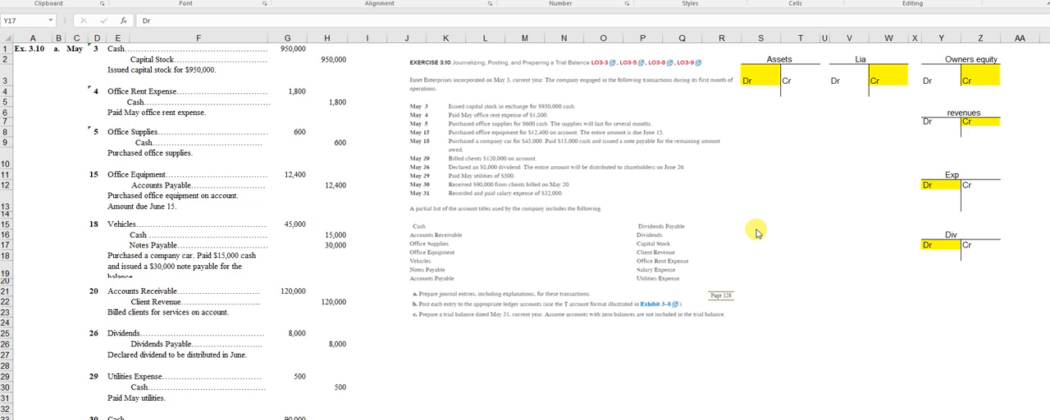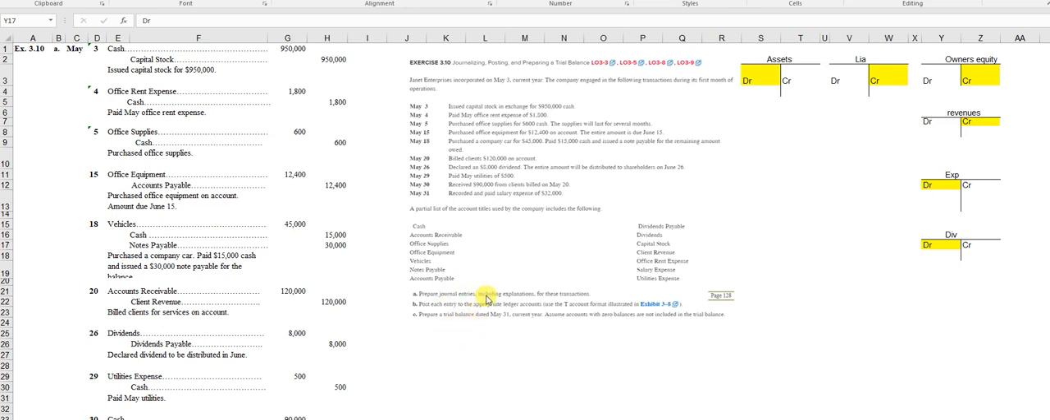We're going to walk through exercise 310. You might want to print it out so you can see it a little bit better. But anyway, what we're going to do is prepare the journal entries, then post the entries to the appropriate ledger accounts, and then prepare a trial balance.